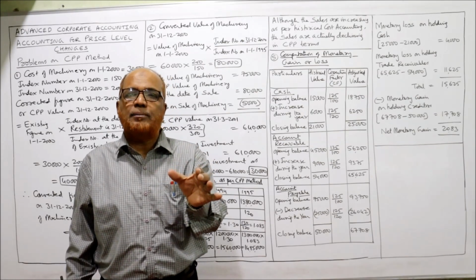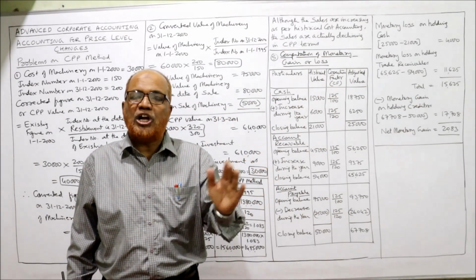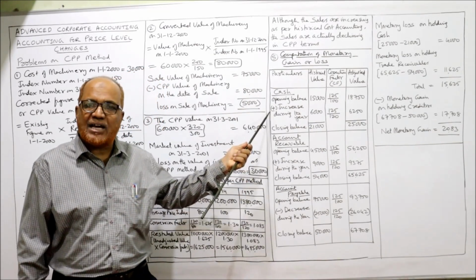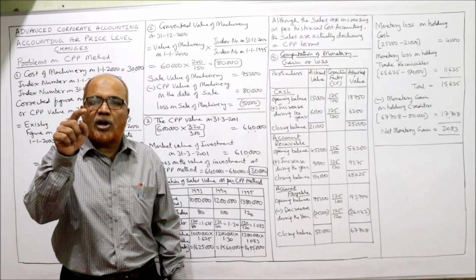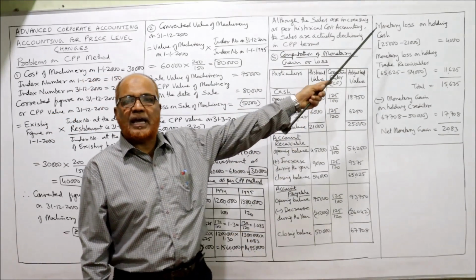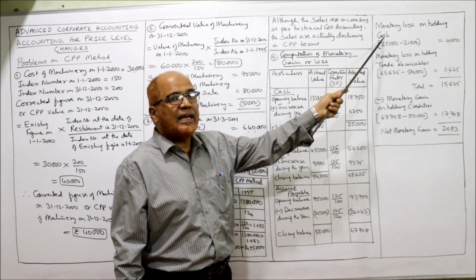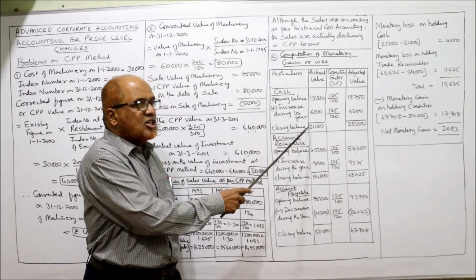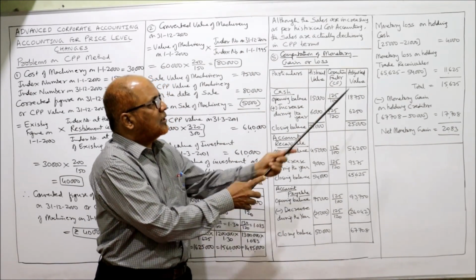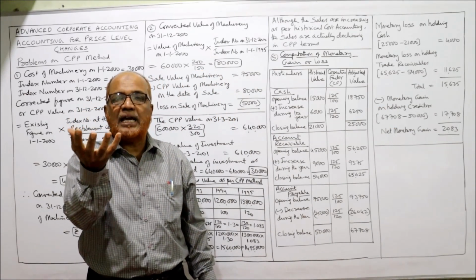Net monetary result means we have to set off the monetary gain and monetary loss. The monetary loss will be there on cash and account receivable. Monetary gain will be there in accounts payable. Now here we calculate net result. Monetary loss on holding cash. On holding cash, how much monetary loss? 25,000 minus 21,000 is 4,000. So 4,000 rupees monetary loss on holding cash.